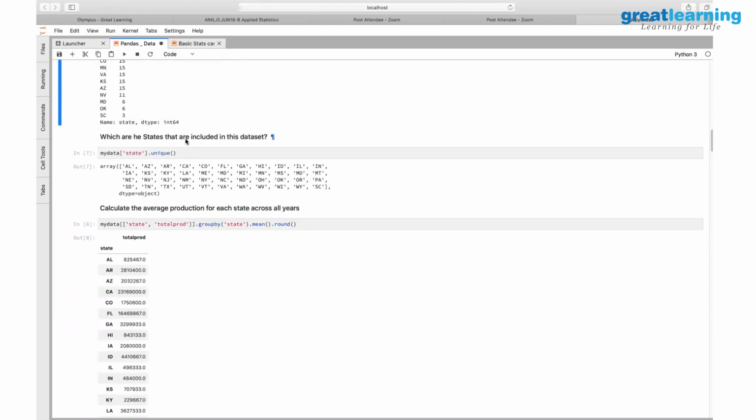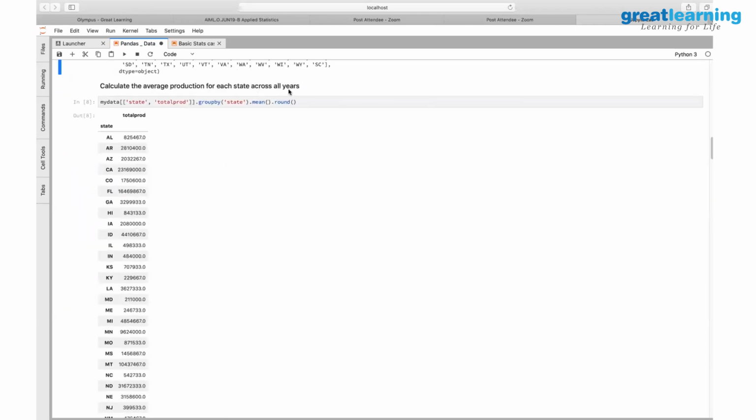Then which are the states that are included? nunique gives you the number, and then for which states, the unique display of those states is the one. You can get all the unique states that are there, just the unique values it gives.